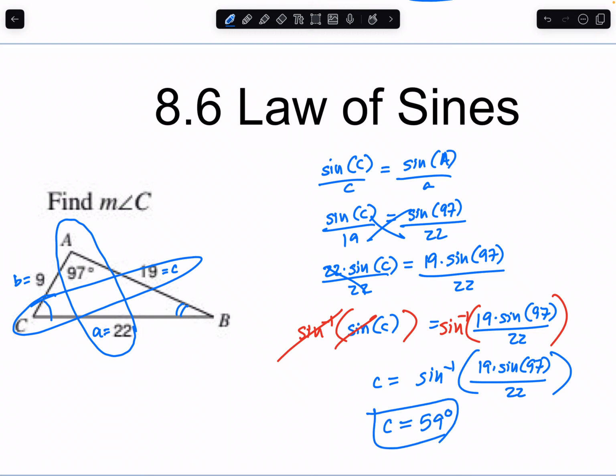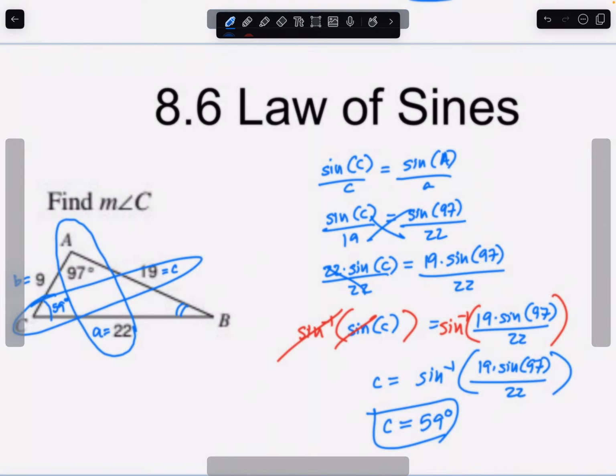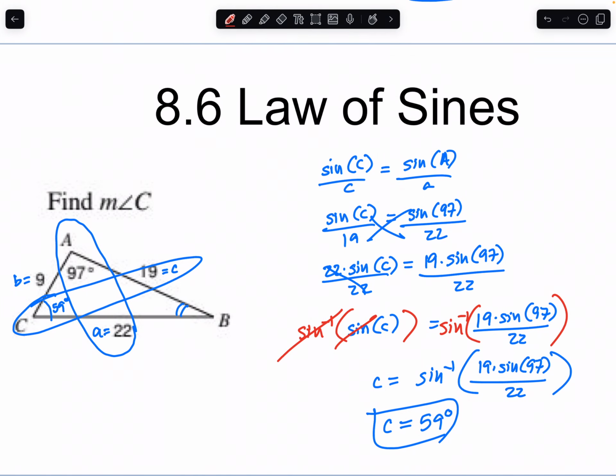Voila. Now, if we were interested in finding angle B, this is 59 degrees. Now you can subtract it from 180 because we have two sets of information. Right? Just in case we did want to get the full information, we have angle A, we have angle B, add them up, subtract it from 180, and that leaves you with the last missing angle.